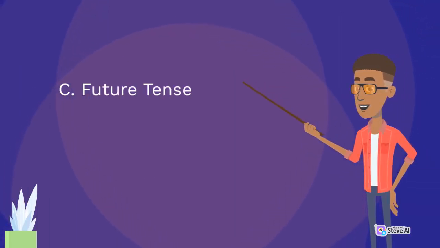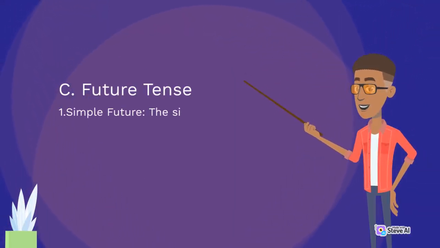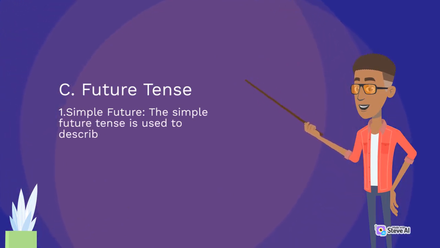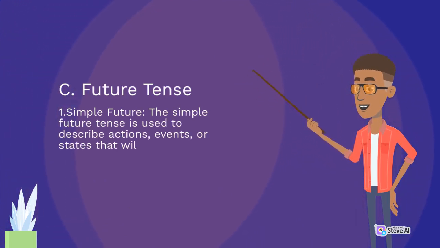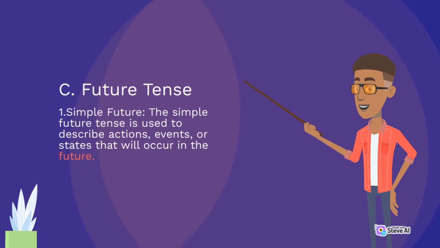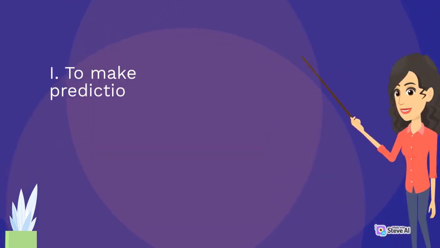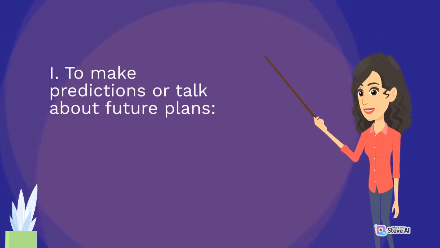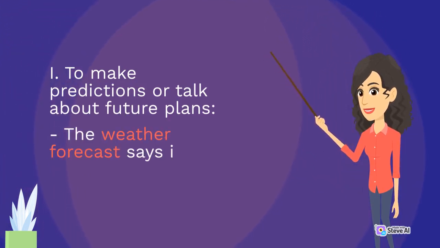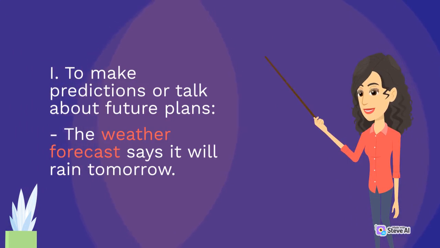C. Future tense. 1. Simple future. The simple future tense is used to describe actions, events, or states that will occur in the future. I. To make predictions or talk about future plans. The weather forecast says it will rain tomorrow.